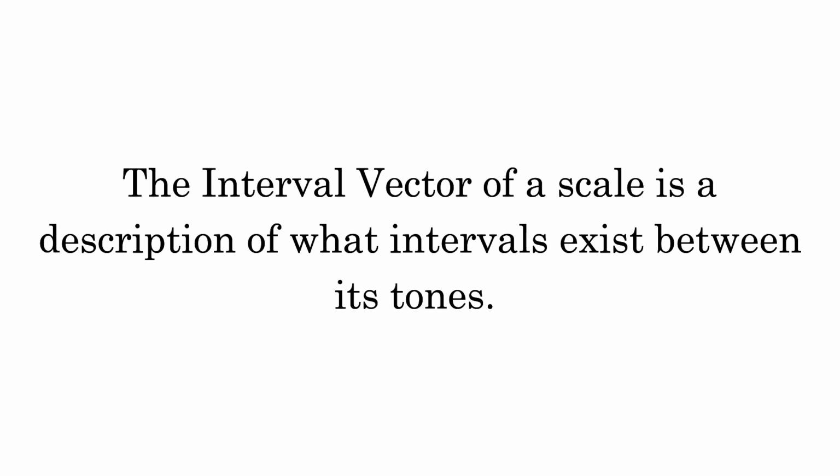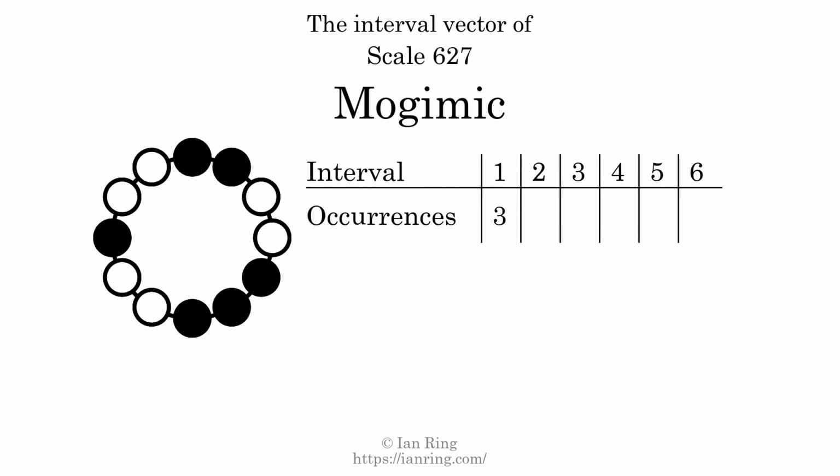The interval vector of a scale is a description of what intervals exist between its tones. There are 3 intervals with a size of 1 semitone. They are here, here, and here. There is 1 interval with a size of 2 semitones. It is here. There are 3 intervals with a size of 3 semitones. They are here, here, and here.